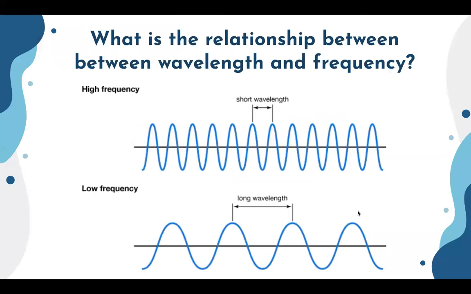Now, there's a relationship between frequency and wavelength. Frequency and wavelength are inversely proportional to each other, which means that the wave with the greatest frequency has the shortest wavelength. And twice the frequency means one half of the wavelength.